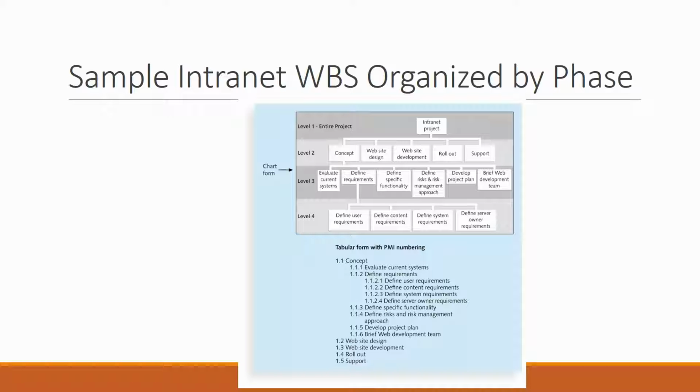Notice that under concept for level 3 we have evaluate current systems, look at the as is. We need to define our requirements, we define specific functionality, we develop. So under concept, these are all of the tasks that may be done. But then notice that under define requirements there are still more tasks that might be done. Okay, so this is a chart that looks very much like an organizational chart.